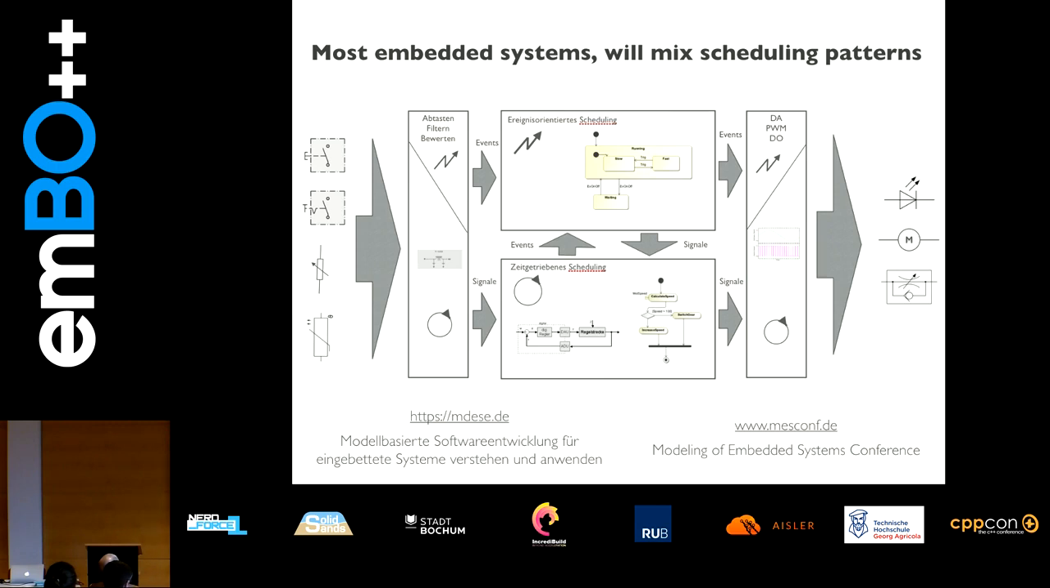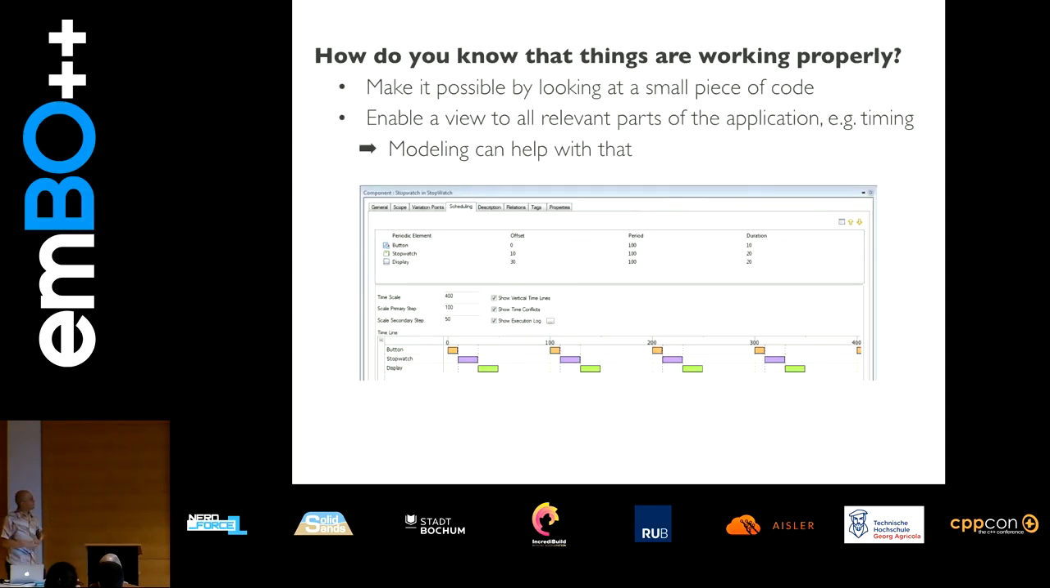And then you have to pull it back together and make signals again out of it. And it might be really hard to maintain an overview over this whole stuff, what's going on in my scheduling. So what can I do, or how can I know that things are working properly?